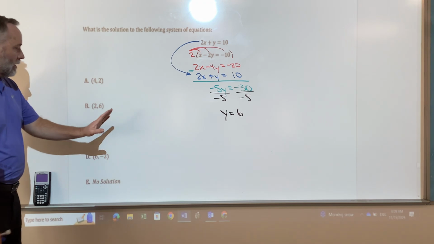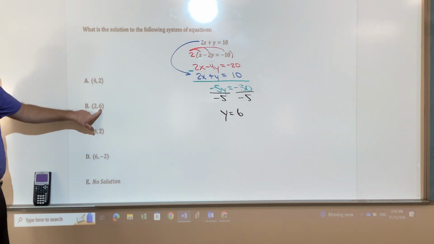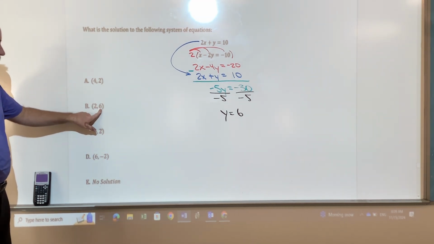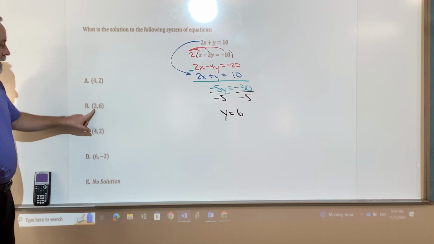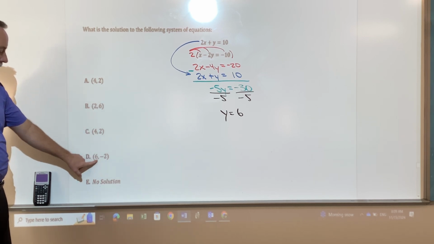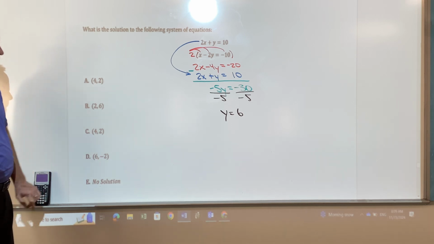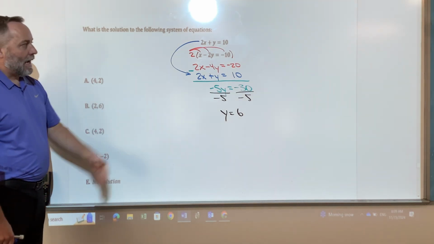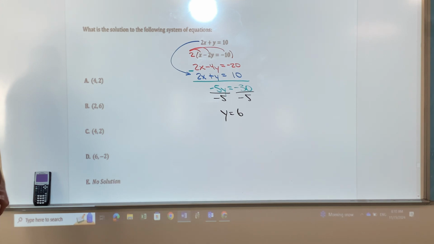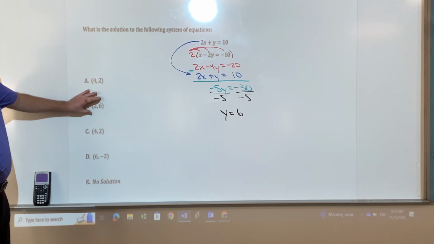If we look at our solutions, we can see that the only one that has a y value of 6 is right here in B. Again, every point is arranged x comma y. So although I see a 6 here, that's actually an x value because it's listed first. So I could answer right away that this is option B.